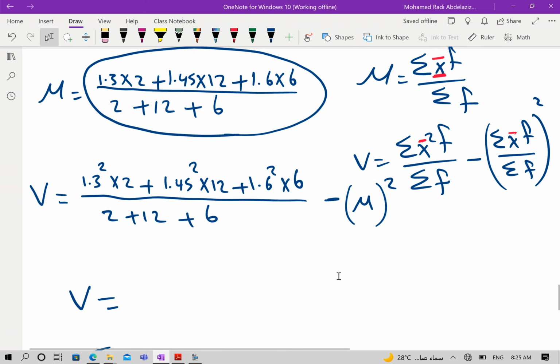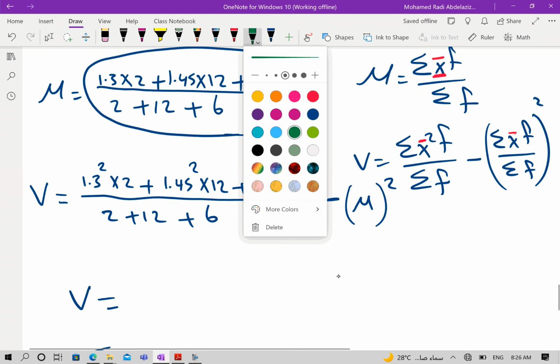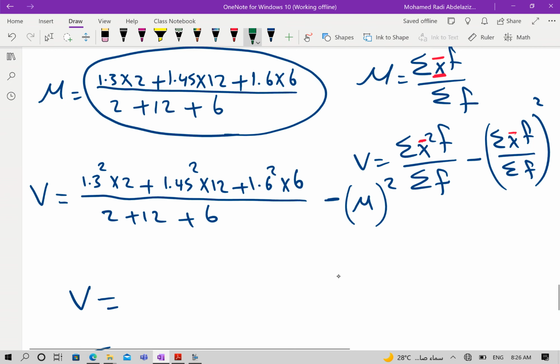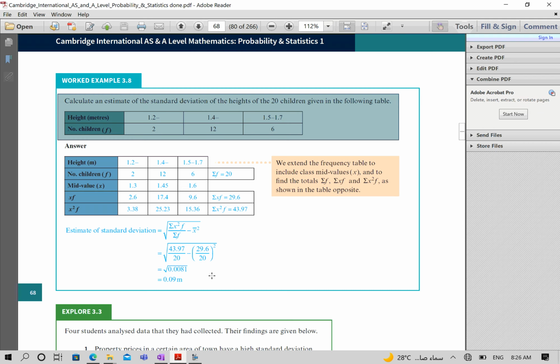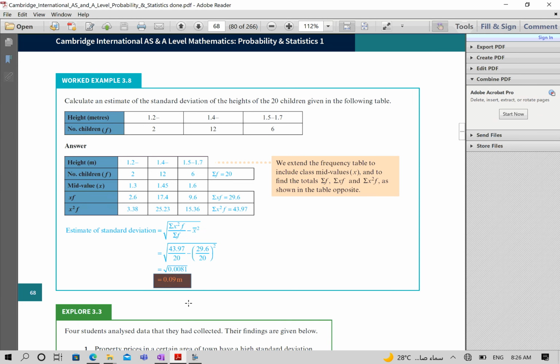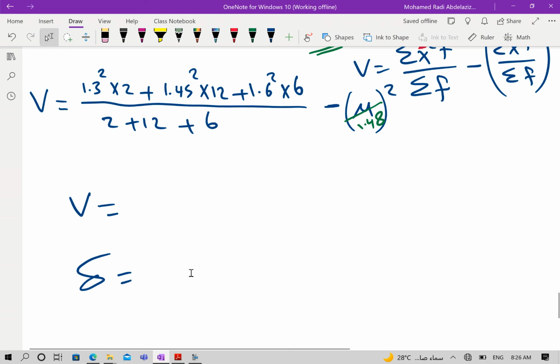Mu, give me exact as a fraction. This is exact, 1.48. Anyone give the same answer, 1.48? Yalla, 1.48 squared. What is the variance? Then square root, what is the standard deviation? Correct.